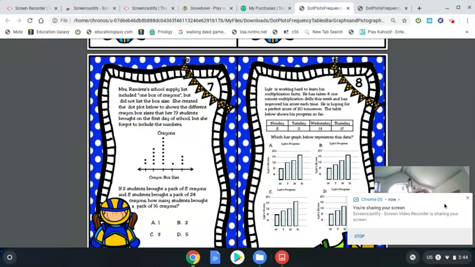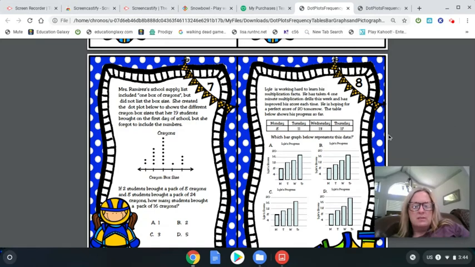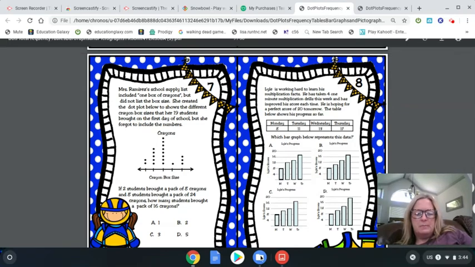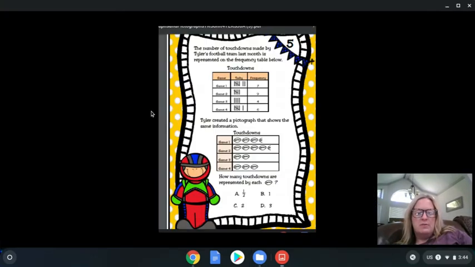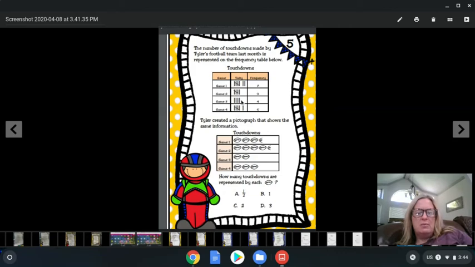Hey guys, I just wanted to go over some other different types of graphs. So last week we talked about dot plots, and then we also talked about, does anybody remember? It was pictographs. So I'm going to pull up another type of graph. So this right here is the tally chart, and it is actually putting the data from the tally chart into a pictograph. So let's read the problem and see what it's asking us.